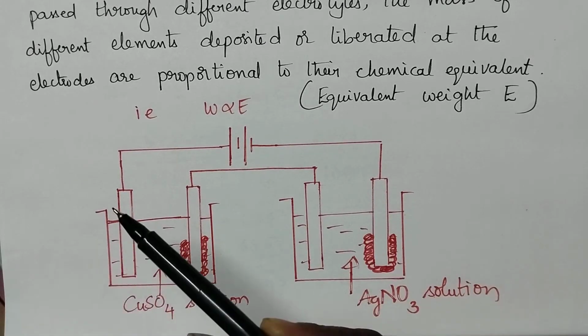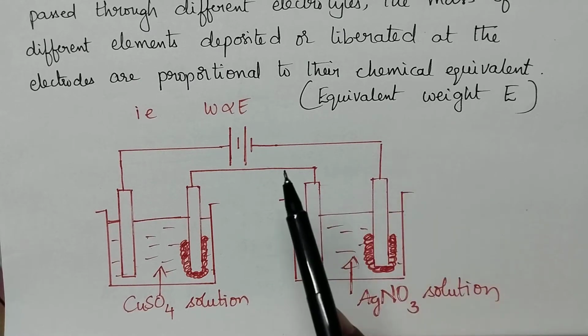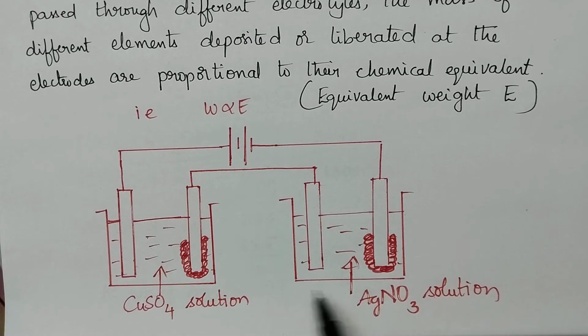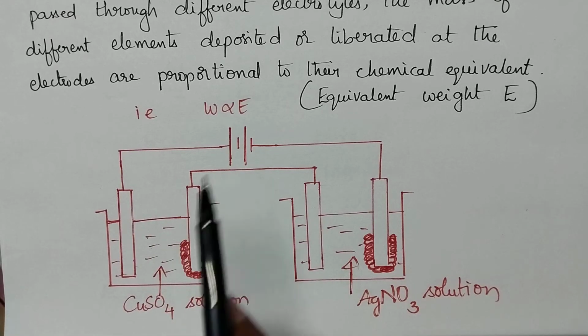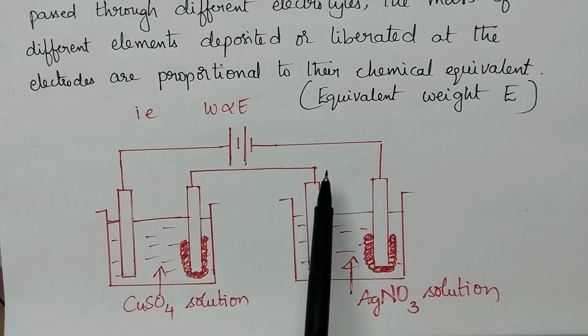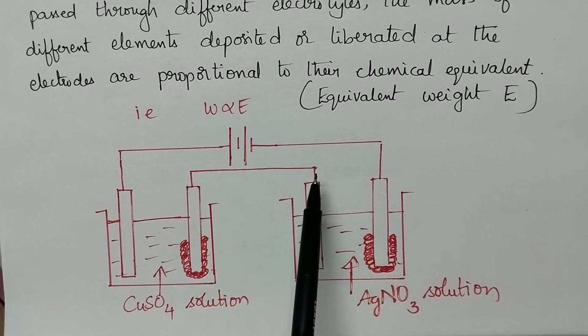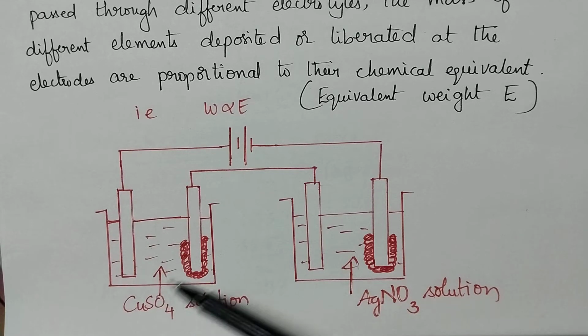Whenever two or more electrolytic solutions are connected in series, here let us consider two simple electrolytic solutions, one being copper sulfate solution and the other silver nitrate solution. These two electrolytic solutions are connected in series and they are connected to the battery. Then what happens? We pass the current. Whenever the two electrolytic solutions are connected in series, the same quantity of electricity will be passed through the copper sulfate solution and also through the silver nitrate solution.